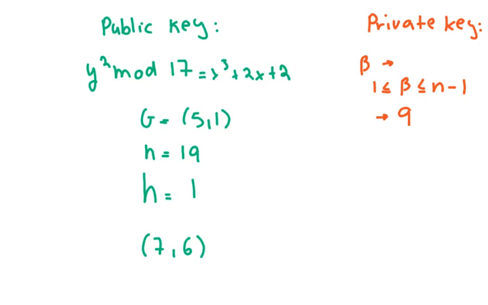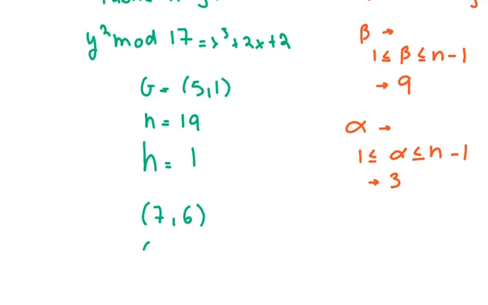Now, a second person, Alice, goes through a similar process. She picks a value alpha. Alpha has the same restriction as beta does: 1 has to be less than or equal to alpha, which has to be less than or equal to the order of g minus 1. So let's say that Alice has picked her alpha to be 3. She then multiplies 3 by the generator point of 5, 1, and finds that the resulting coordinates are 10, 6. She also releases this information, but does not release her value of alpha to the public.